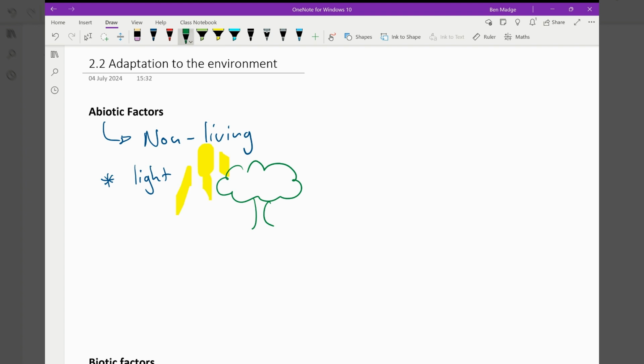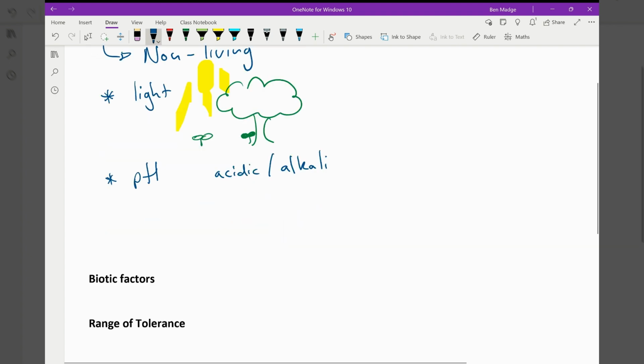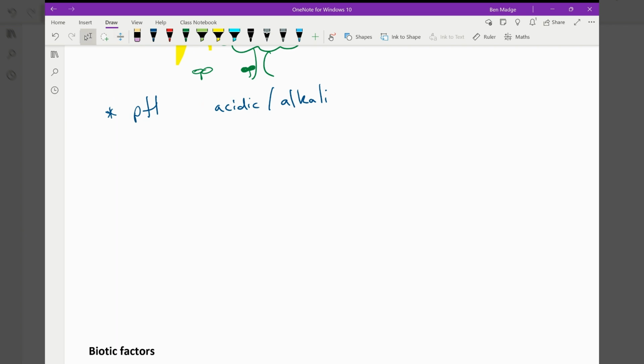So you get some organisms that are adapted to live in full sun and some that are able to live in shade, for example. You have things like pH, so how acidic or alkali the environment is. So this is really important for things like plants. So you get species that are adapted for acidic conditions, and that means that they are better adapted to deal with a lack of things like nutrients. So these are inorganic nutrients, mineral nutrients typically. So this affects what plants can grow where.